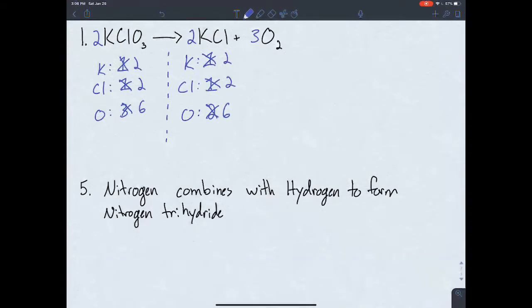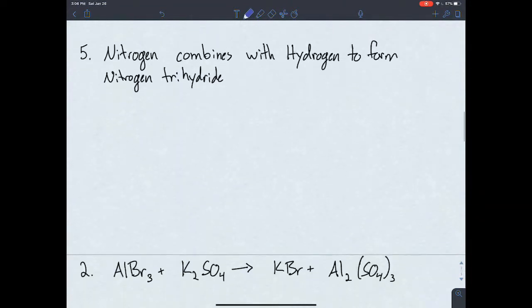Okay, so now you go back through and check. So over here I have 2 potassiums. Over here I have 2 potassiums. Good. 2 chlorines, 2 chlorines. Okay, that lines up. 2 times 3, 6 oxygens. 3 times 2, 6 oxygens. And that is balanced. Okay, awesome. Let's go to number 5.